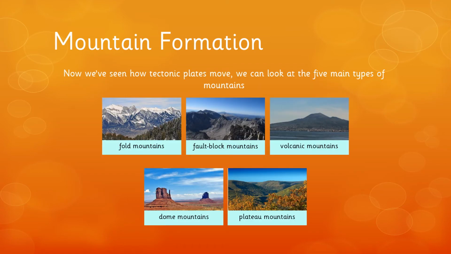Now we've looked at how mountains are formed, we can look at the different types of mountain. There are 5 main types of mountain: fold mountains, fault block mountains, volcanic mountains, dome mountains, and plateau mountains. Let's have a look at each one in a bit more detail.